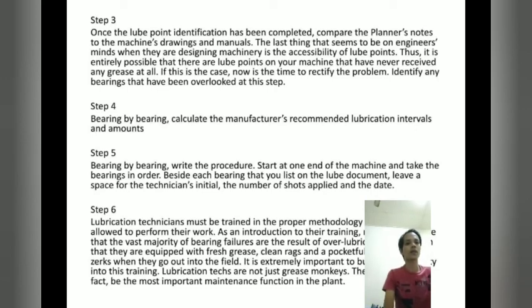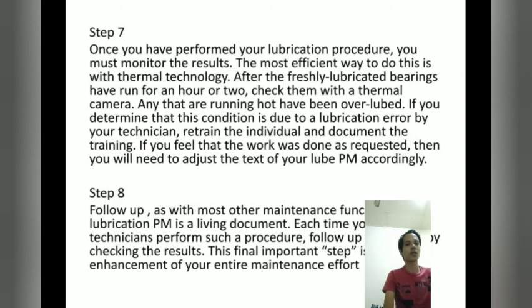Step 5, we write the procedure, starting at one end of the machine and going through the bearings in order. Each bearing must be listed by number and documented for technician initial, number of shots applied, and date. Step 6, the lubrication technician must be trained in proper methodology before being allowed to perform the work. For example, the grease part is important because it can lengthen our machine life.